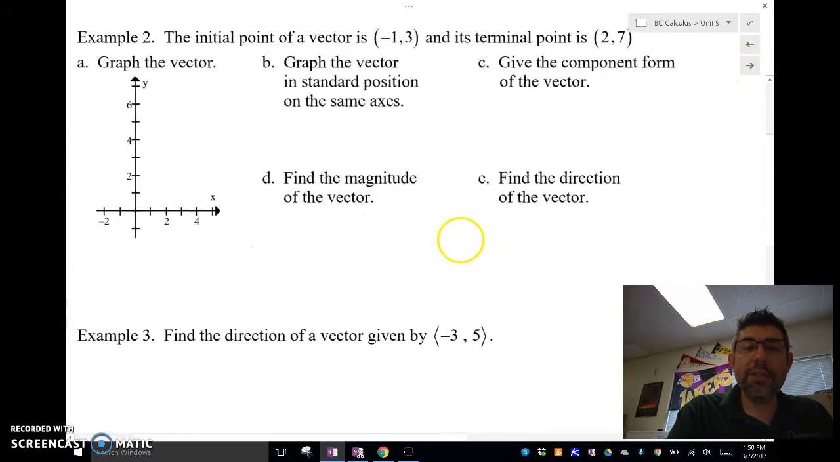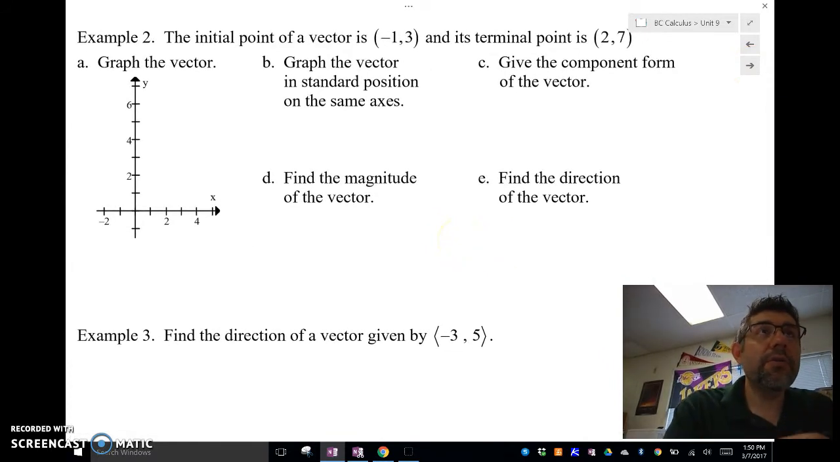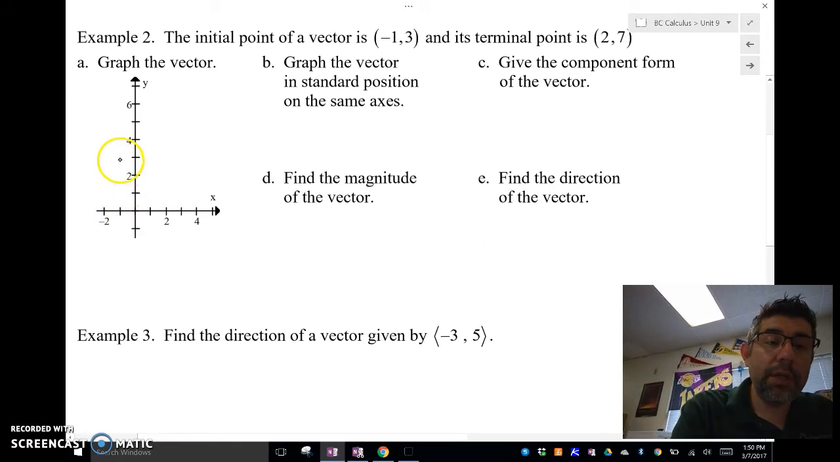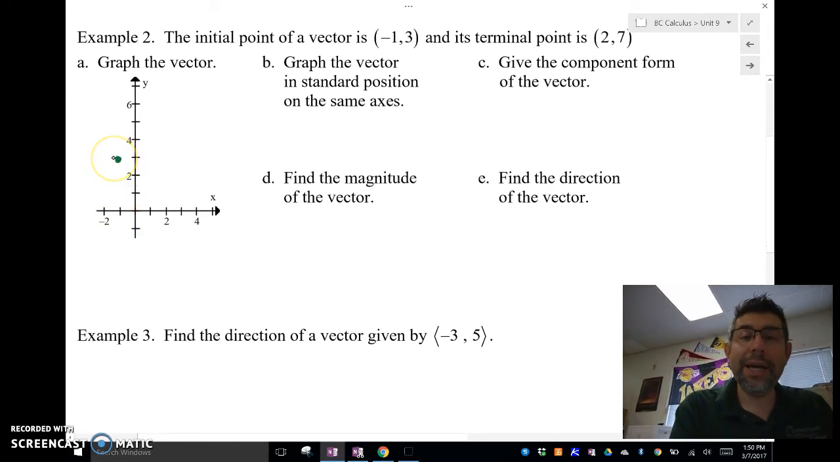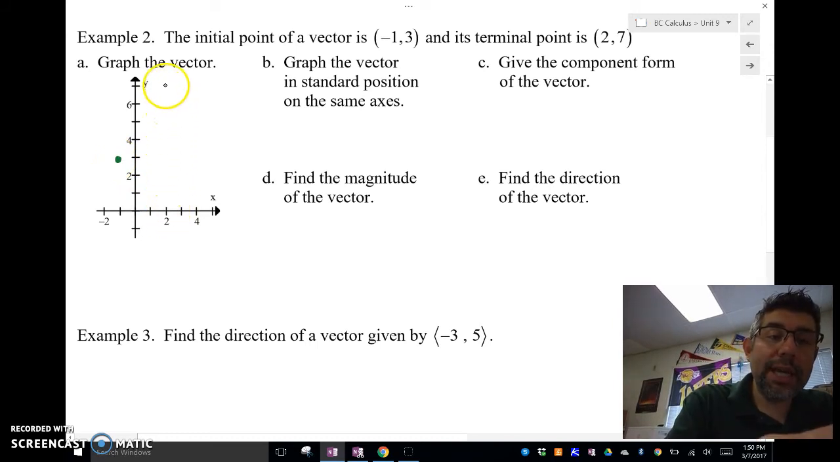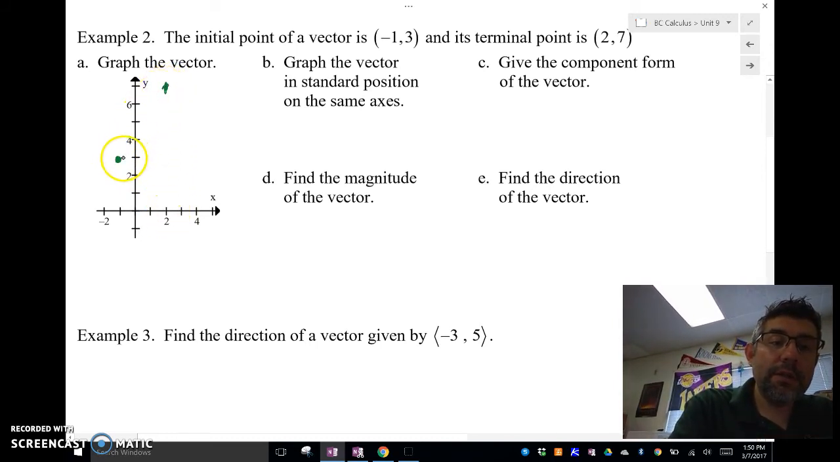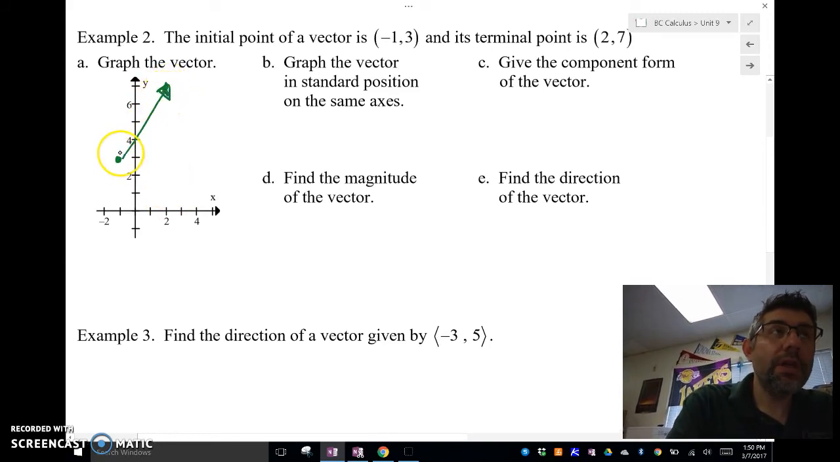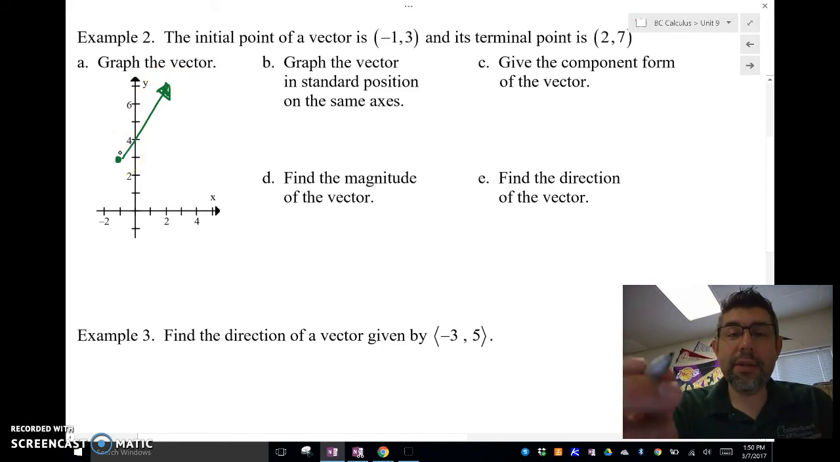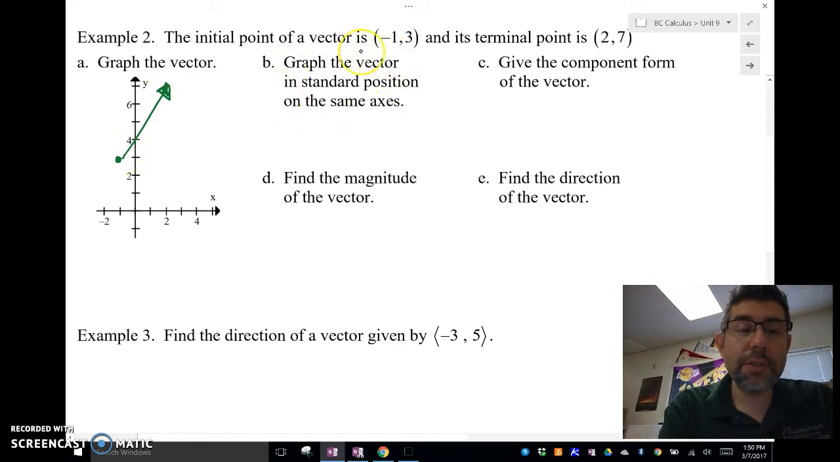So let's say the initial point of my vector is negative 1, 3. So negative 1, 3 is my initial point. Negative 1, up 3. Okay, my initial point I'm going to put as a dot. My terminal point is where it ends. Terminal meaning ending, right? And that's where I'm going to put an arrow. Now I'd like for this guy to be in standard position. Graph the vector in standard position on the same axis.